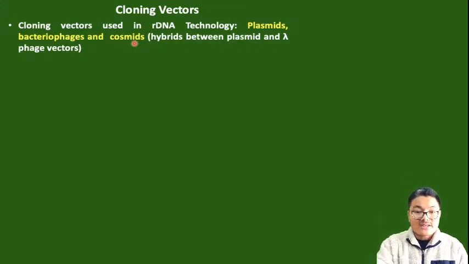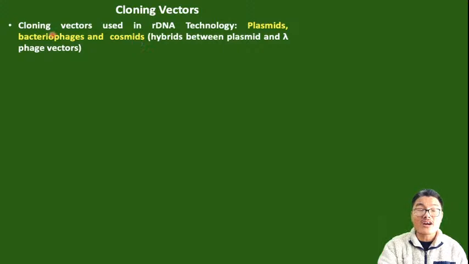Cosmids are usually constructed or synthesized vectors, wherein we construct a vector which is a hybrid of a plasmid and a lambda phage vector. Lambda phage is a virus, and a plasmid is a small circular DNA present in a bacterial cell. So such a hybrid or combination of plasmid and lambda phage is usually called a cosmid. So examples of cloning vectors used in rDNA technology are plasmid, bacteriophage, and cosmids.